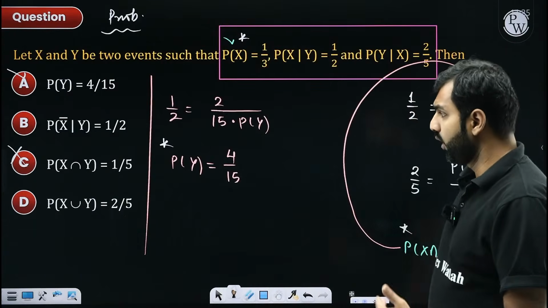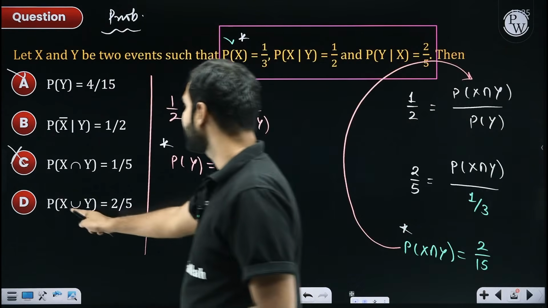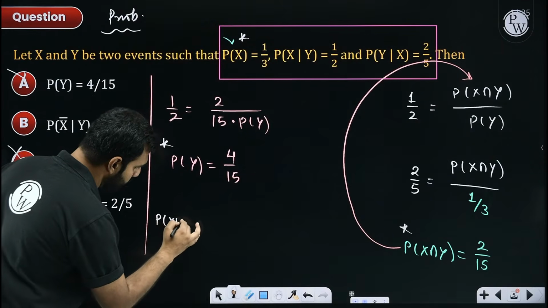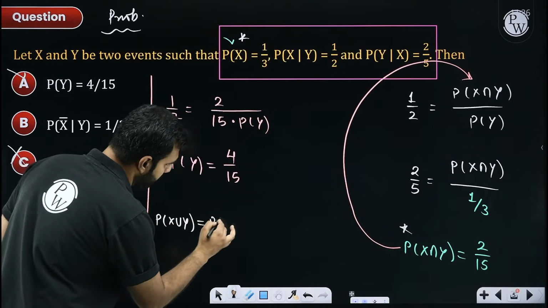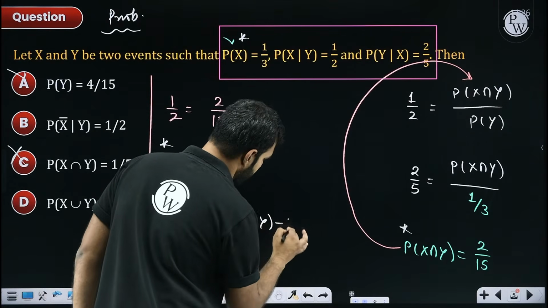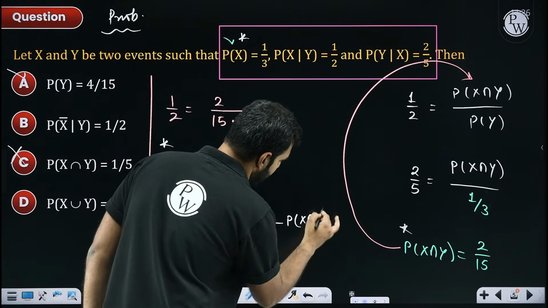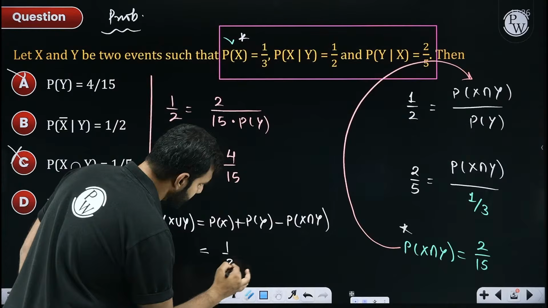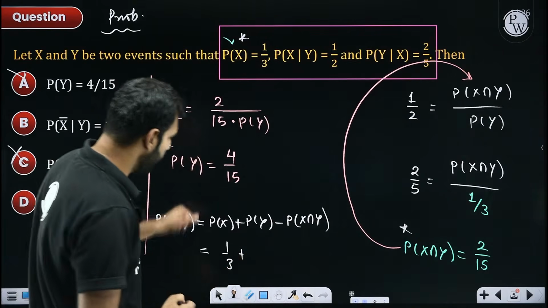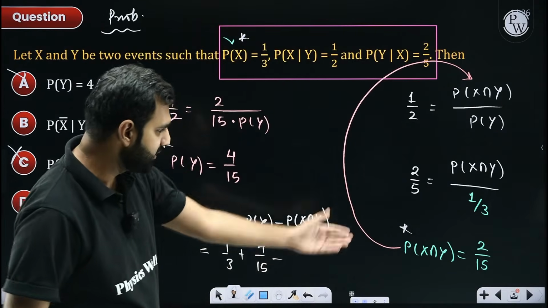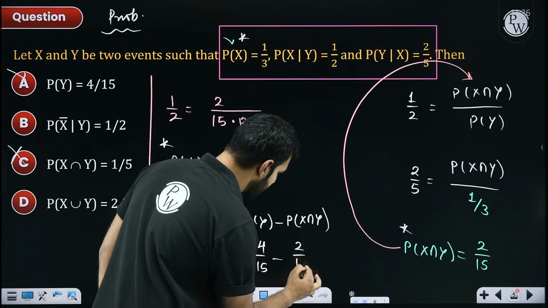Everybody got this? Now, when I move ahead, let's talk about x union y. I hope you remember this property that probability of x union y is nothing but probability of x plus probability of y minus probability of x intersection y. I think we have all these values. Probability of x is 1 by 3 plus probability of y is 4 by 15, minus probability of x intersection y is 2 by 15. Everybody got this?